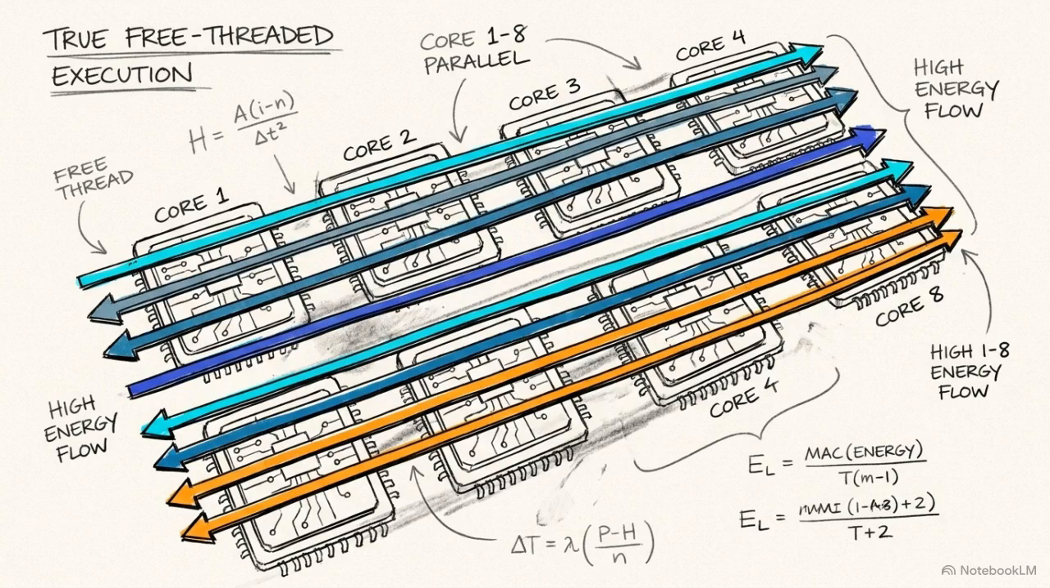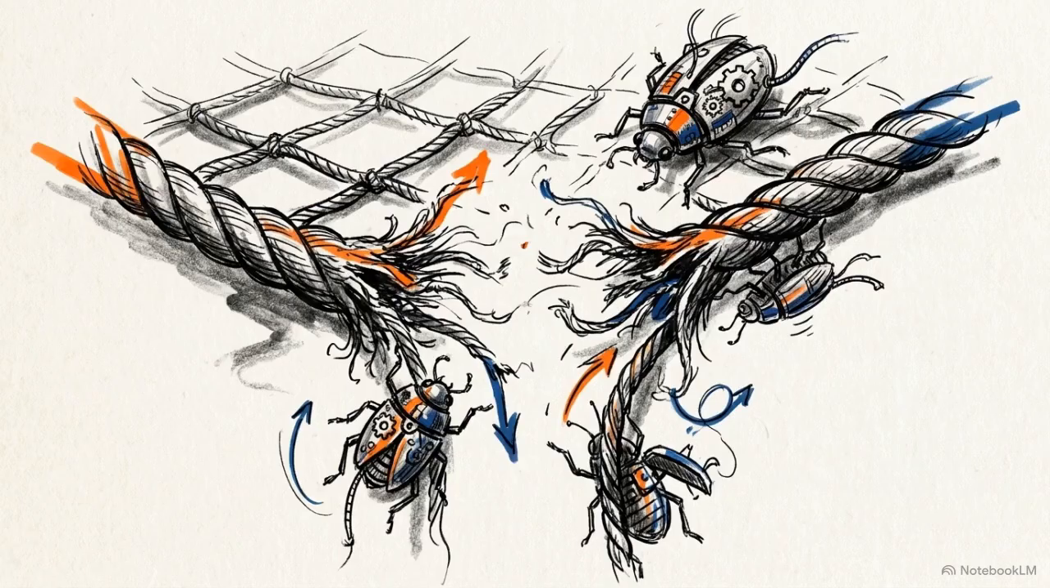The ultimate pressure testing this architecture is Python Enhancement Proposal 703, making the global interpreter lock optional to unlock true free-threaded parallel execution. Removing the GIL removes a massive safety net.